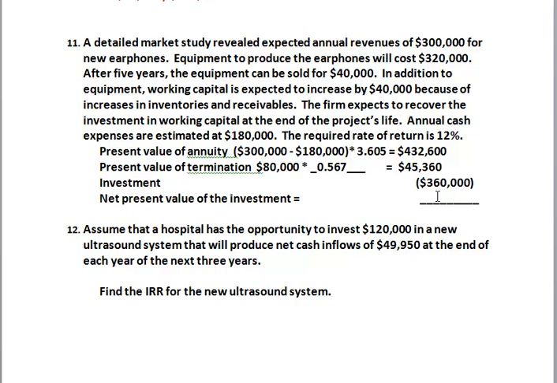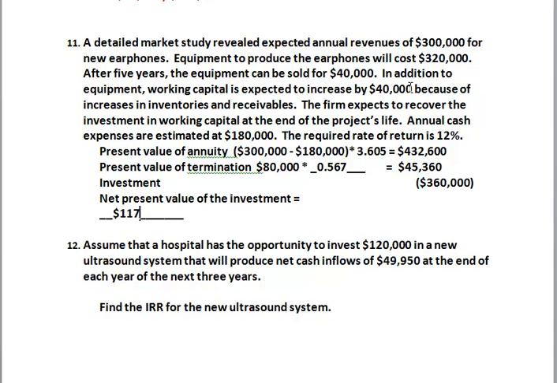And then subtract out the initial cash outlay. Initially we're going to pay $320,000 for the machine, plus we're going to have to put out $40,000 to increase working capital. So there's where the $360,000 comes from. So it's going to leave you with $117,960.